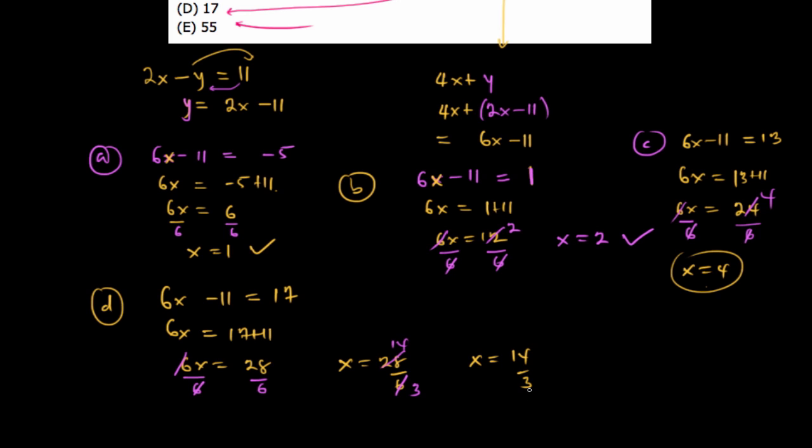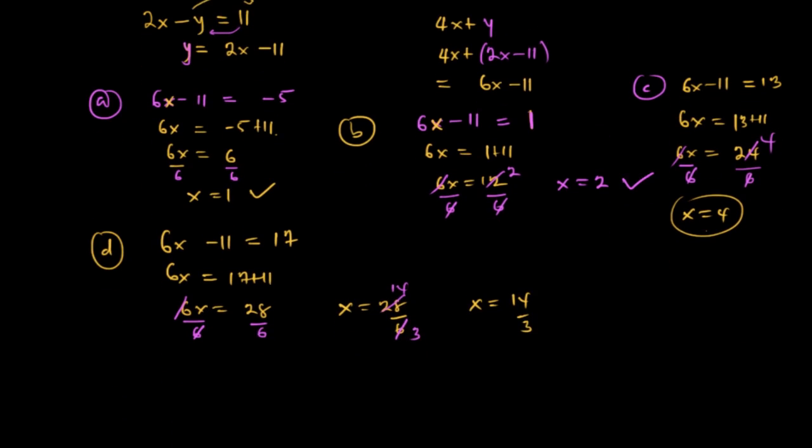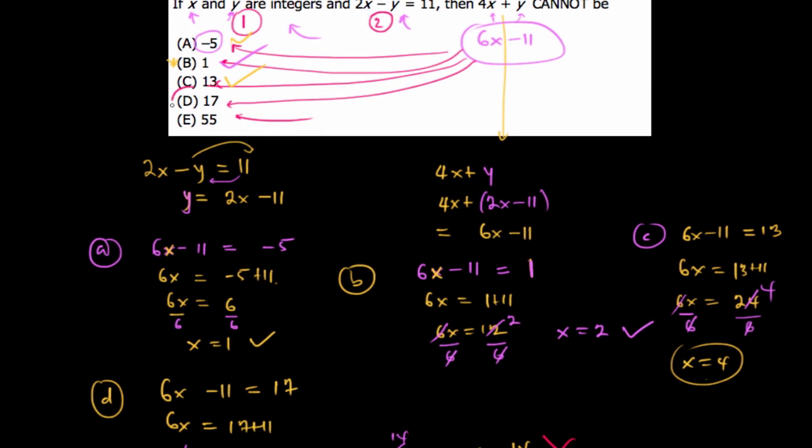But 14 over 3 is not a whole number, because we're told that the assumption is x and y are integers. So what you have here for your x must be a whole number, but this is not a whole number. So this is a contradiction. So that tells us that D does not satisfy the fact that 4x plus y cannot be D.